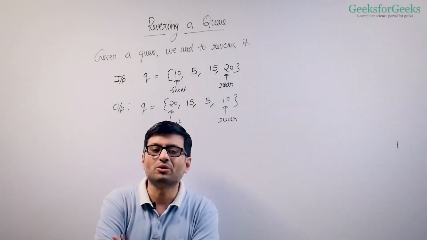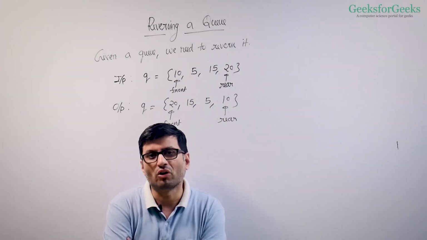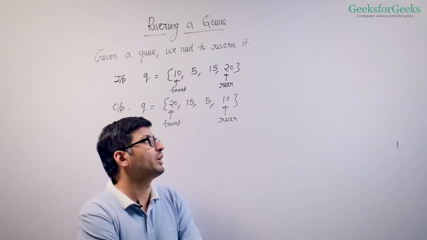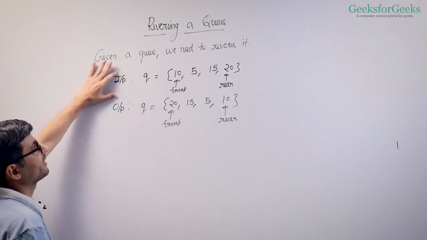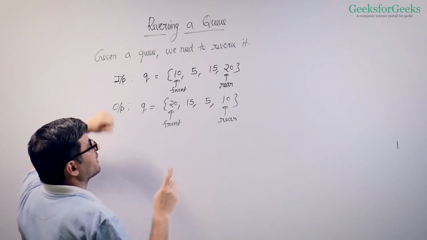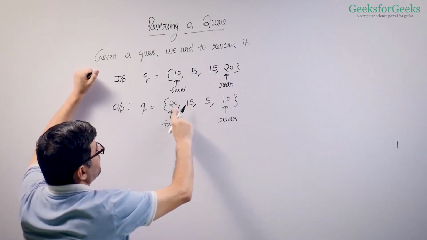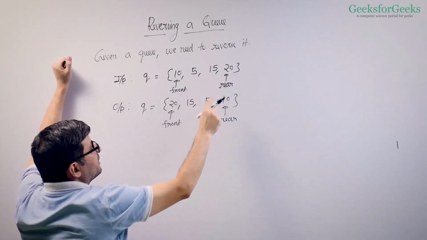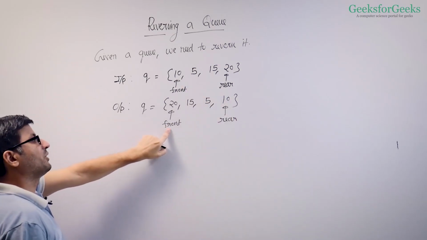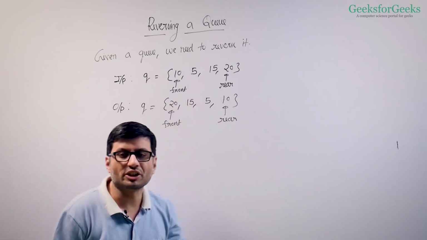Let us talk about this simple problem on queue data structure, which is reversing the queue. We are given a queue which has certain elements and we need to reverse it. What do we mean by reverse? The last element should come first, then the second last element, then the third last, and then the first element. So this should become our new front. How do we reverse a queue?